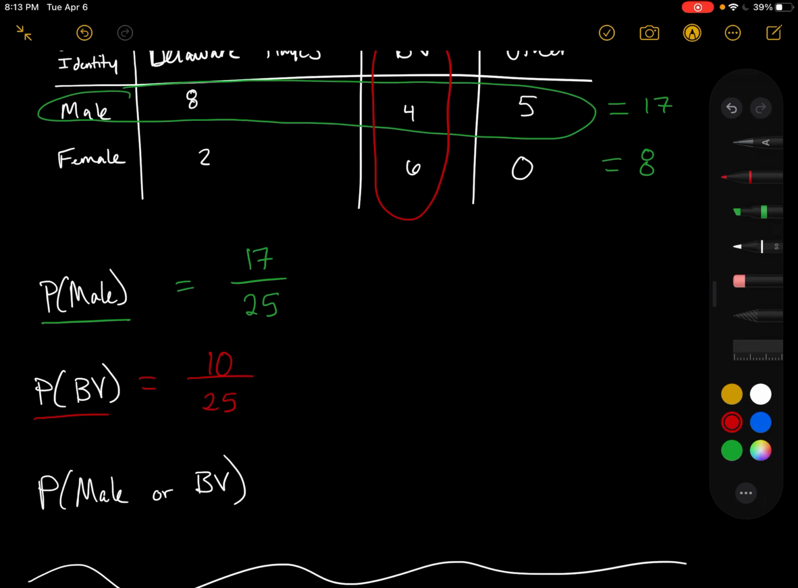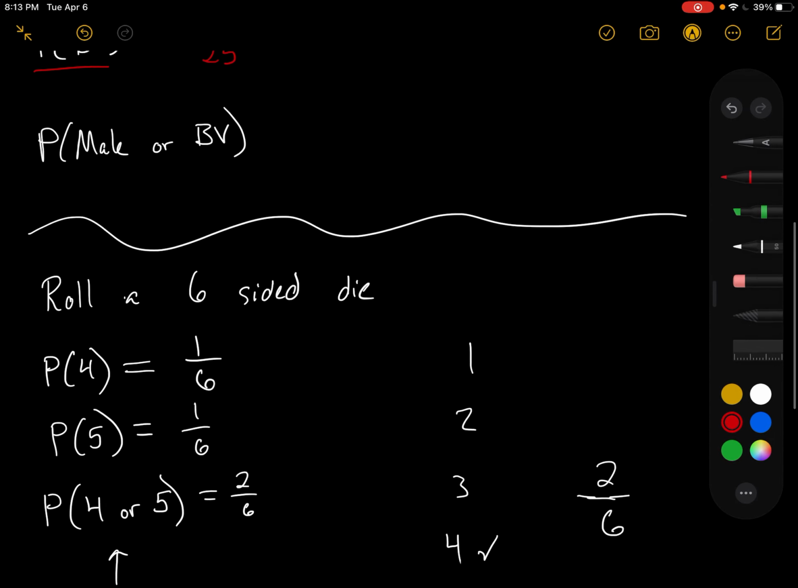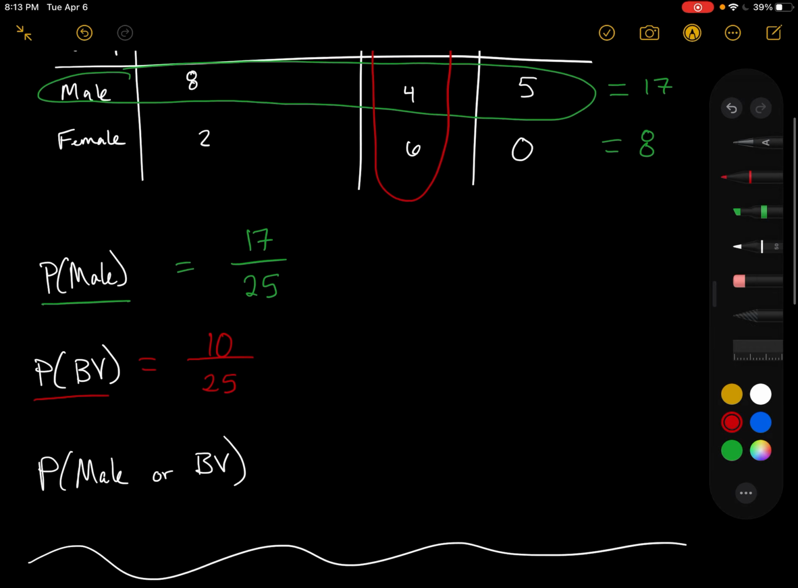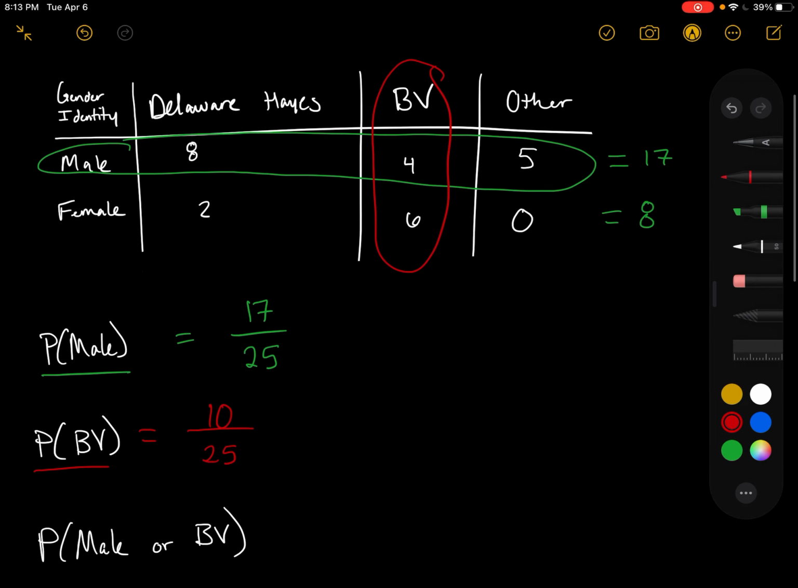But here's the trick. If we're looking for the probability of a student that is either male or attends Buckeye Valley, like the situation below where it was a 4 or a 5, now we're looking for a student that identifies as male or Buckeye Valley. If we do this, we're going to see, okay, we have a 10 and a 17, so we have 27 out of 25. And that's actually the wrong answer, because you can't have a probability that's bigger than 1. For a probability, it's impossible. You can't have more than 100% chance of something happening.